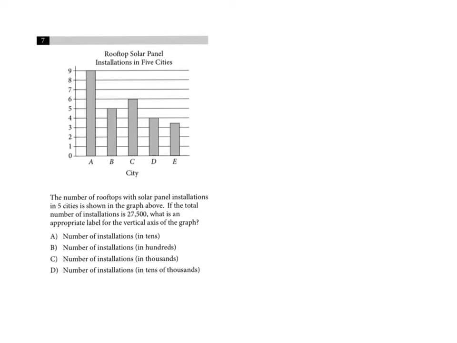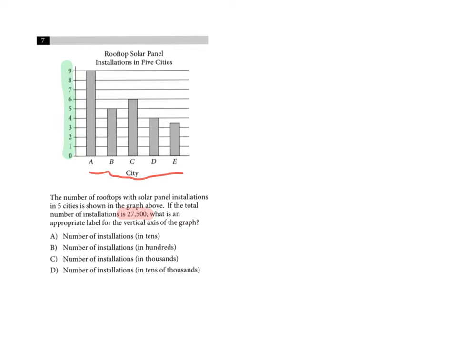Problem number 7. The number of rooftops with solar panel installations in 5 cities is shown in the graph above. And it looks like here the horizontal axis is the cities, and they call the cities letters A through E. If the total number of installations was 27,500, what is the appropriate label for the vertical axis?